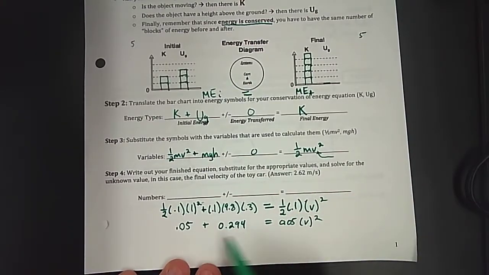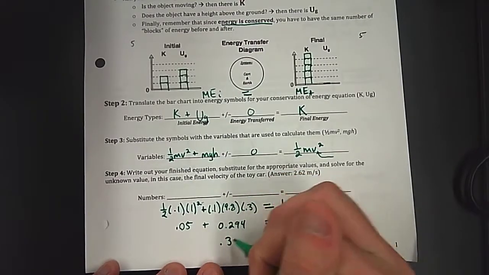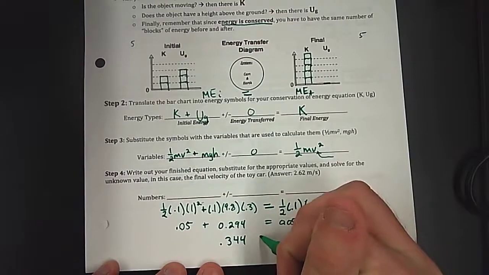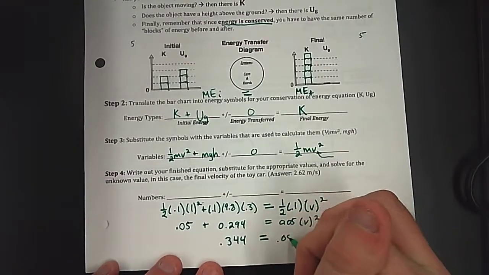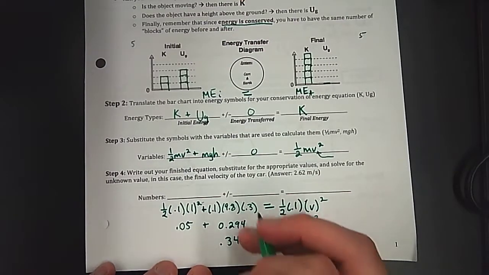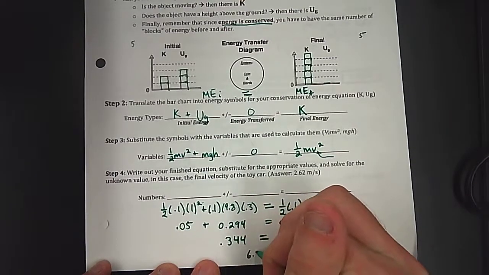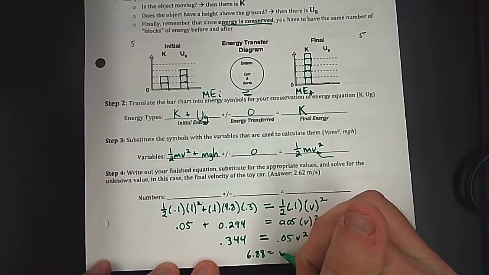So I'm going to combine these two variables right here. 0.05 plus 0.294 gives me 0.344. And that's equal to 0.05 velocity squared. I'm just kind of doing this one step at a time. I'm going to make sure to divide by 0.05 on both sides. Right, so then it ends up being 0.344 divided by 0.05. And that'll give me 6.88 is equal to velocity squared.